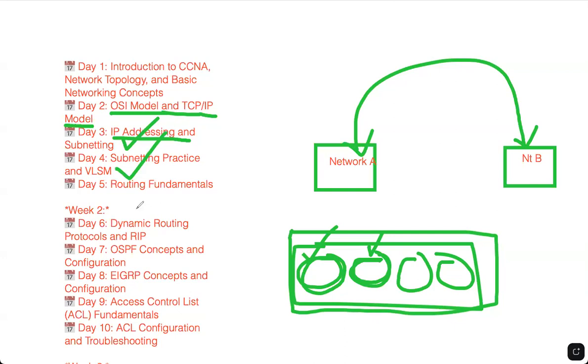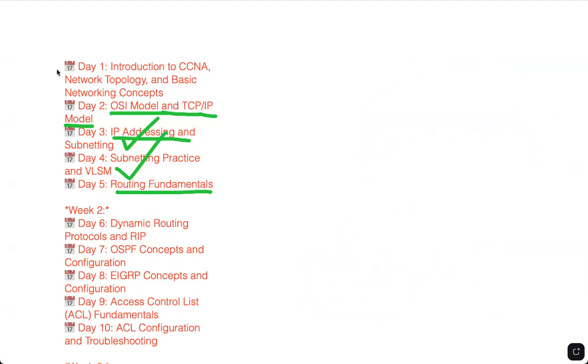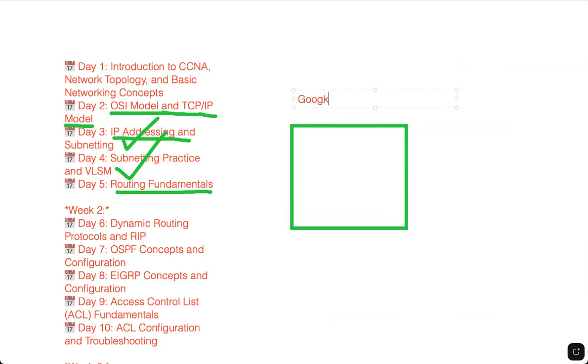Day 5, we'll talk about the routing fundamentals. When I say routing, routing is nothing but communicating between two devices when we have two different paths. Let's say, think about your Google Maps. In your Google Maps example, let's say you open your Google Maps on your phone and you search for Walmart.